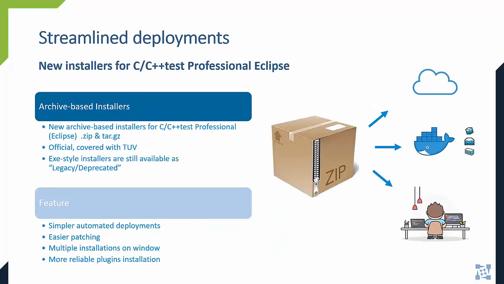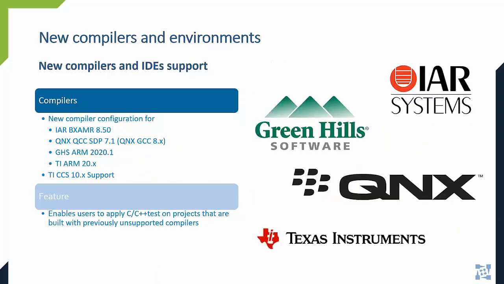Last year, we started moving towards archive-based installers, and we provided a preview version. For this release of C/C++test Professional, we are making it official. This means that not only are these the primary installers for the product, but the installers themselves will be covered through TÜV certification. This modernizes the installation process and makes it easy to customize the installation script as needed. Then you can perform a security scan, rezip, and redeploy. And it makes it easy to redeploy this to perhaps hundreds of developers.